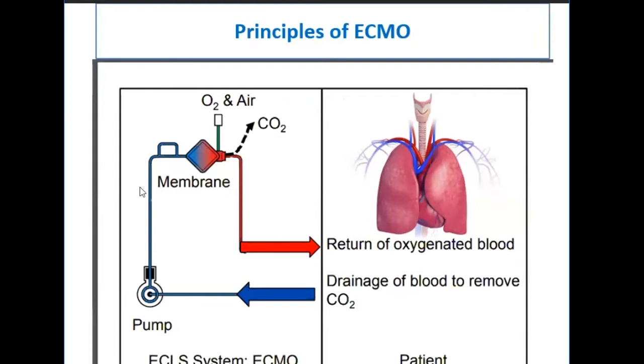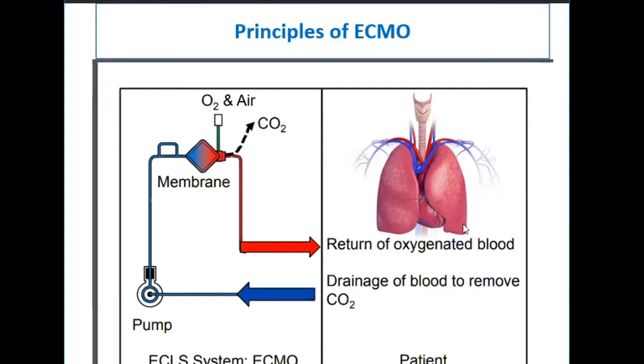Now, from the pump, it is going to the oxygenator, where CO2 is removed and oxygen is added by the membrane oxygenator. Then the oxygenated blood is returned to the native circulation, either on the venous side or on the arterial side. So if you want to conceptualize ECMO physiology, it is simple. It is drainage from the venous side, getting oxygenated, and then getting returned either to the venous side near the heart or to the arterial side. This is the basic principle of ECMO.